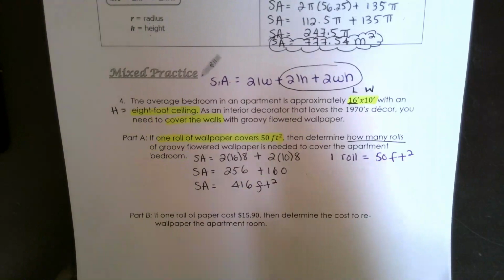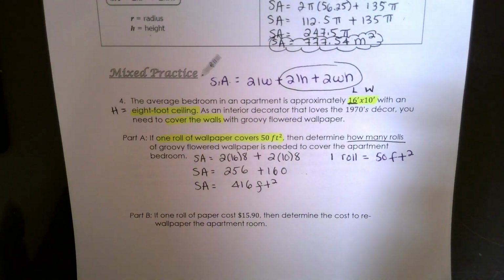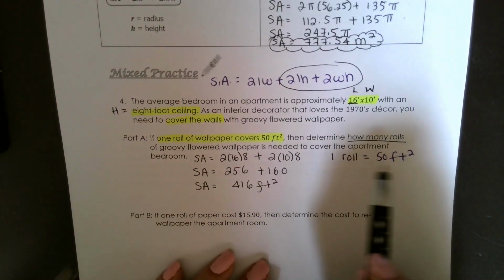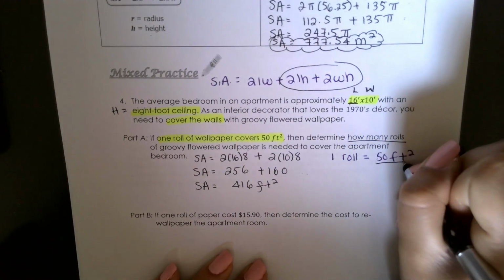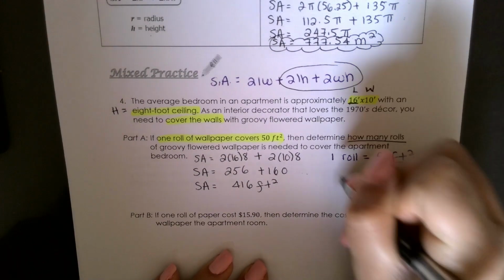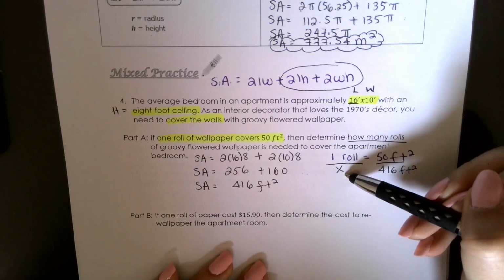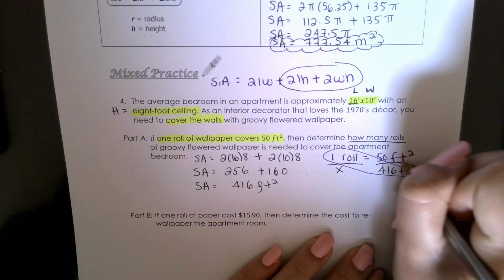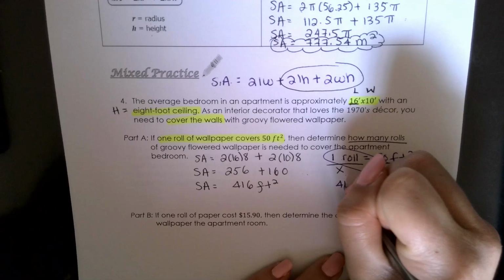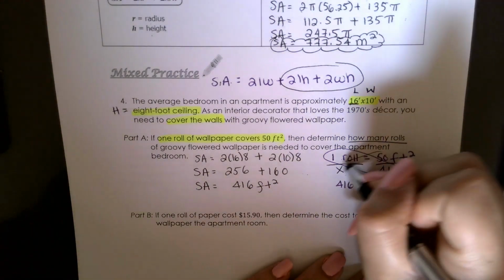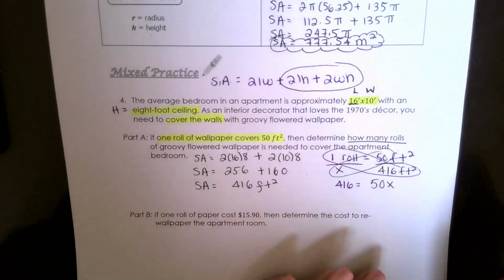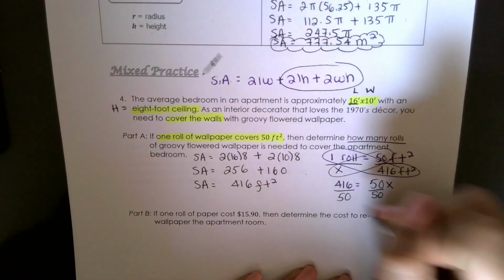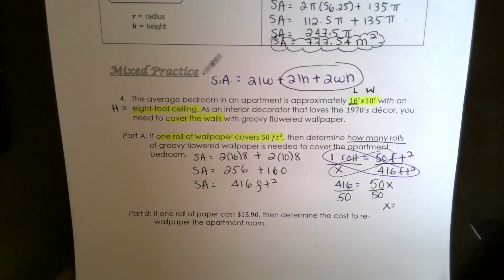You can set it up as a proportion here for you to see it, or you can just divide. Notice you're just going to be dividing. Let me just show you why. So 1 roll is 50 feet squared. That's what it covers. So if I need to cover 416 feet squared, I need to know how many rolls. So rolls to surface area, and you cross multiply. It's just a visual, just to show you. So you have 416 times 1 is just 416 equals 50 times x. So you want to know how many rolls there are, you divide by 50. But again, you don't have to do this if you realize right away how much that's going to give you.